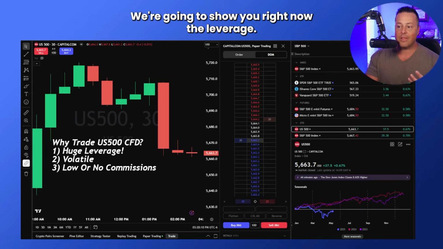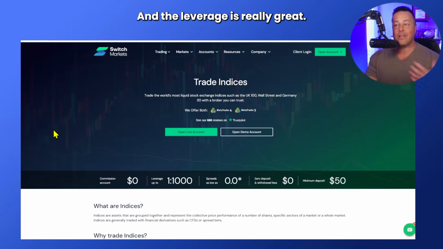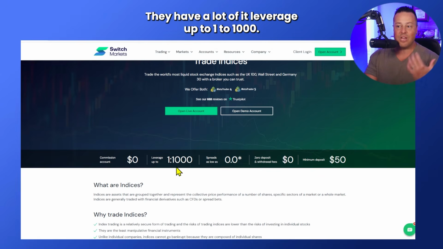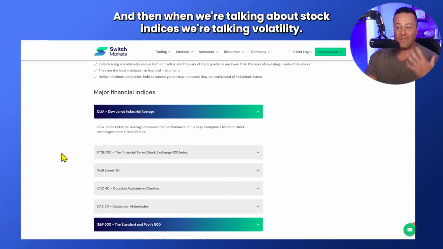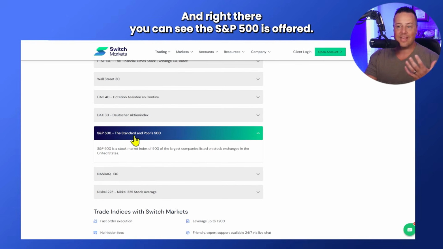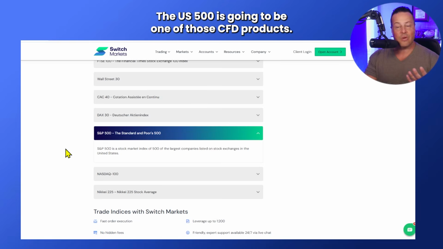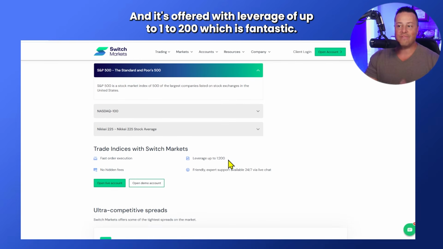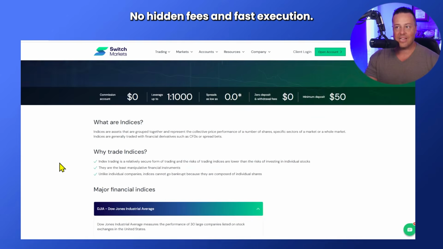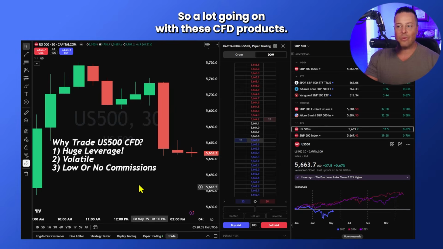We're going to show you right now the leverage, and the leverage is really great. Head on over to Switch, check out the indices lineup. They have a lot of it, leverage up to 1 to 1,000. And when we're talking about stock indices, we're talking volatility. And right there, you can see the S&P 500 is offered. The US 500 is going to be one of those CFD products, and it's offered with leverage up to 1 to 200, which is fantastic. No hidden fees and fast execution. So a lot going on with these CFD products.